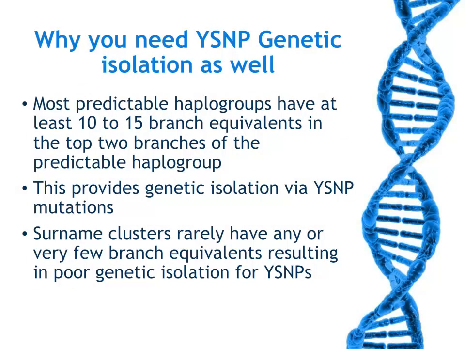It is also an important factor that you have genetic isolation with YSNPs. This is done by picking a YSNP branch or a predictable haplogroup that has at least 10 to 15 branch equivalents in the top 2 branches of the predictable haplogroup. This provides genetic isolation of the YSNPs, and this is just a secondary isolation, including the SDRs. Surname clusters rarely have any or very few branch equivalents, so that's an issue of isolation in that time frame.